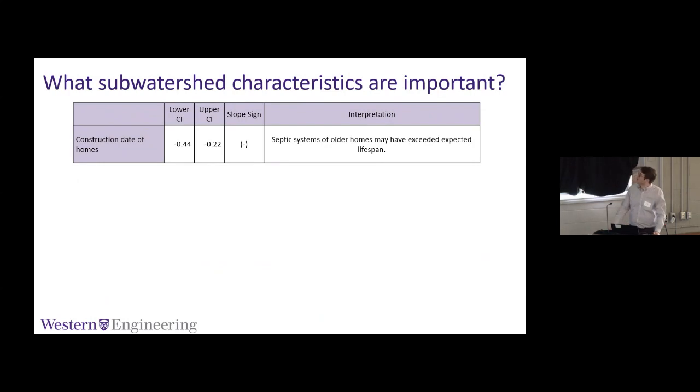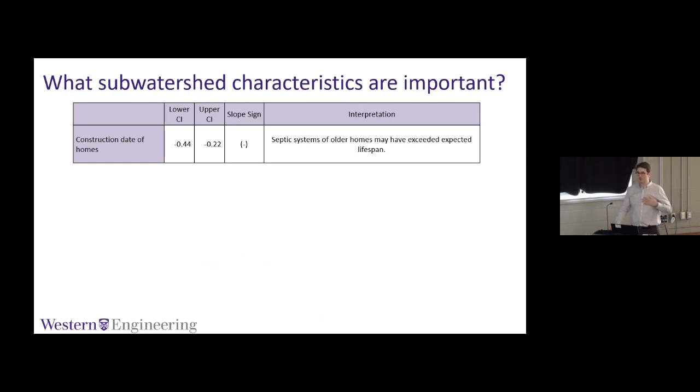Then we wanted to check and look at which of our subwatershed characteristics are important. The first one I wanted to present is the construction date of occupied homes. As we can see, as we get into an area where the occupied homes become newer, we're seeing less septic system effluent. So we're seeing older areas contribute more septic system effluent to the stream.